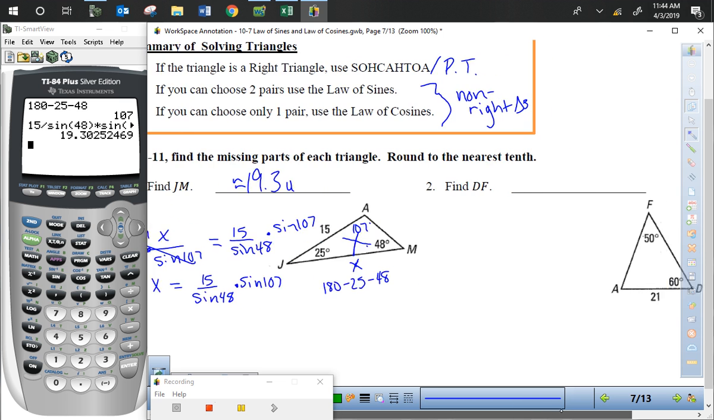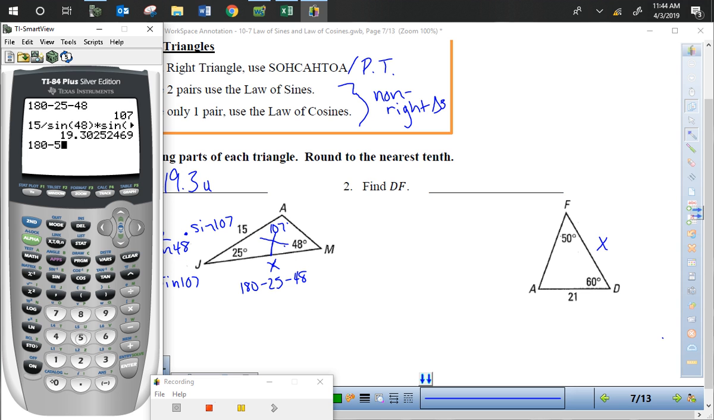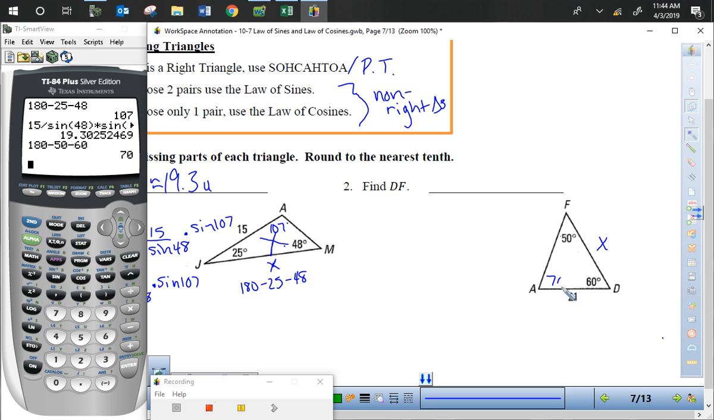The next one, we're supposed to solve for DF. DF in the picture is over here. So once again, we want to decide if this is a right triangle. We've got 50 and 60, so we'll take 180 minus 50 minus 60 to get that third angle of 70 degrees. Definitely not a right triangle. None of those are 90, so we'll pick our pair.